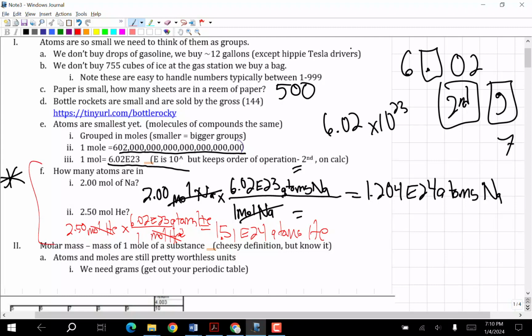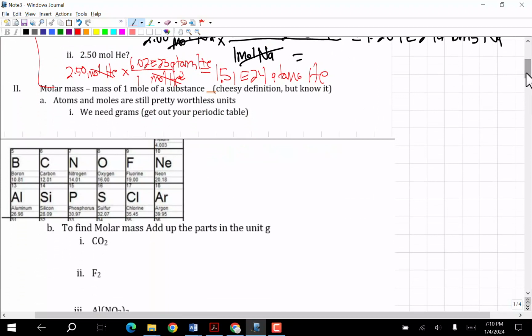Now I'm going to be honest with you. The atom calculation you're not going to have to do. So boo, but that's the truth. Now you do have to do this on the test. Molar mass. Mass of 1 mole of a substance. I know that's a cheesy definition. What's a molar mass? The mass of 1 mole of a substance.